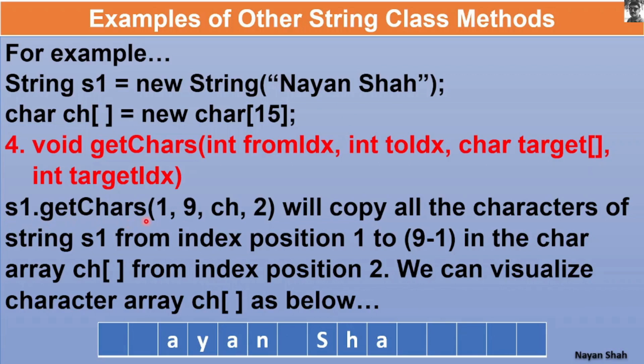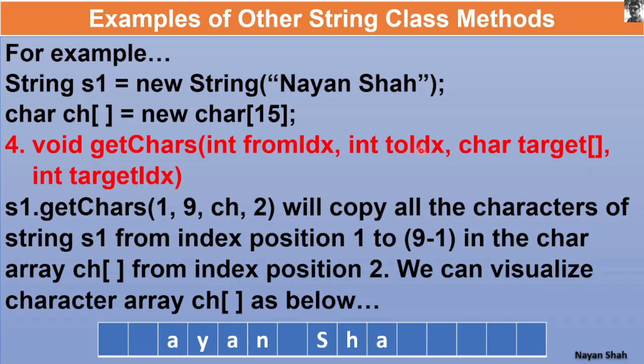S1.getChars, start index. Start index is 1, that is small a. This capital N is at position 0. Then 9. This 9 is actually target index -1.